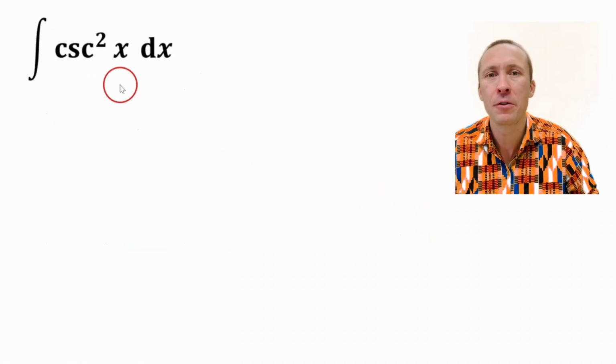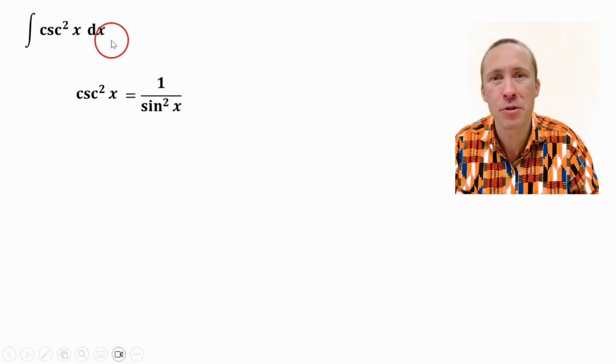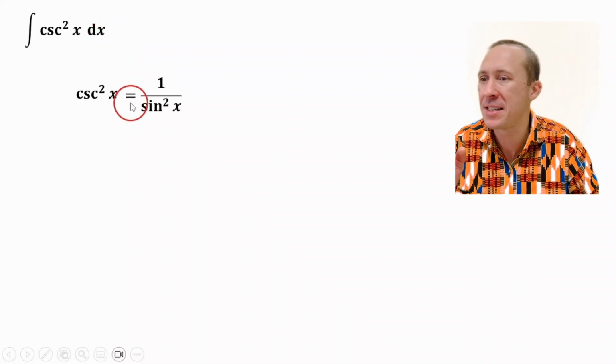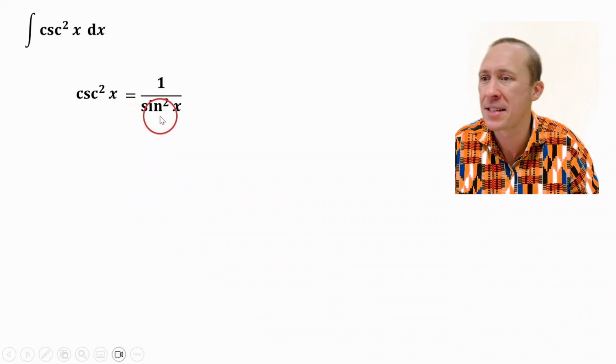My friends, the integral of cosecant squared x is not hard. It's pretty short, but there's a bit of a trick with the trig identity. First thing we're going to do is set it equal to 1 over sine squared x. And then here's the trick.